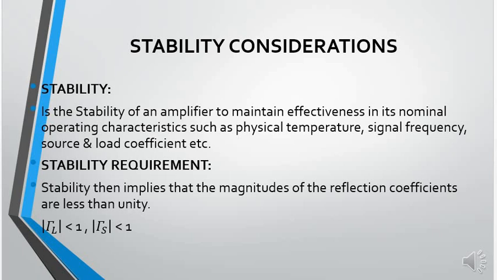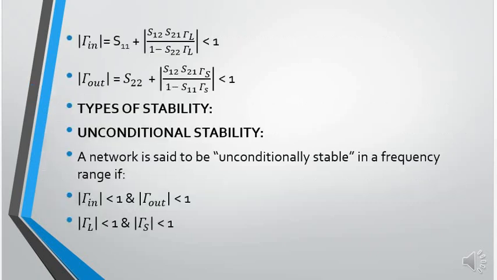Stability of an amplifier is to maintain an effectiveness in its nominal operating characteristics such as physical temperature, signal frequency, source and load reflection coefficients, etc. Stability requirement: the stability implies the magnitude of reflection coefficients are less than unity. So capital gamma L, that is load reflection coefficient, is less than unity, and the source reflection coefficient gamma S is also less than unity.